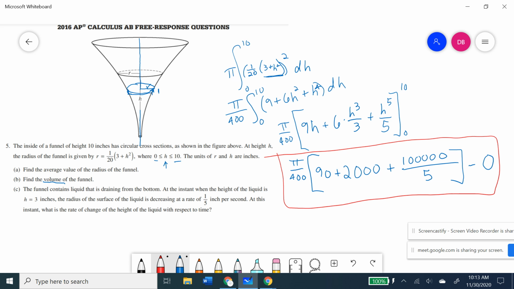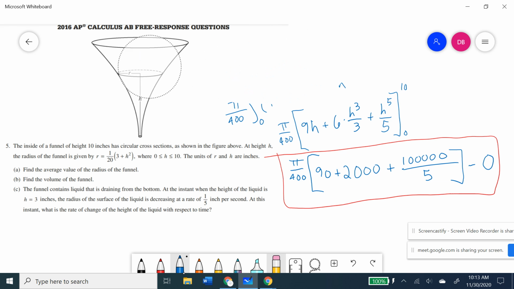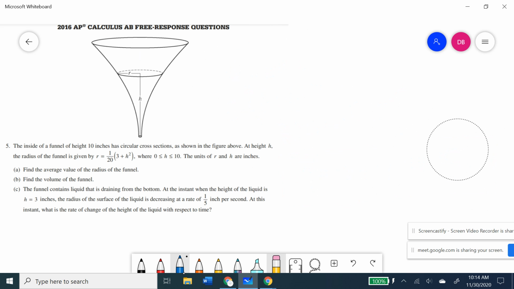Okay, so moving on to part C. I'm going to erase this so that I've got room to draw. At what point did you realize this was related rates? Or did you? Because there are just those moments where you're reading it and then you're like, oh, it's you again. For me, I see it when I see the phrase, at the instant when the height of the liquid. That's just like very common wording.